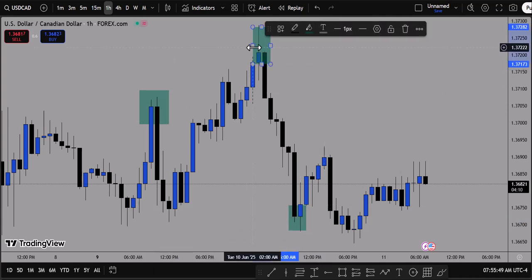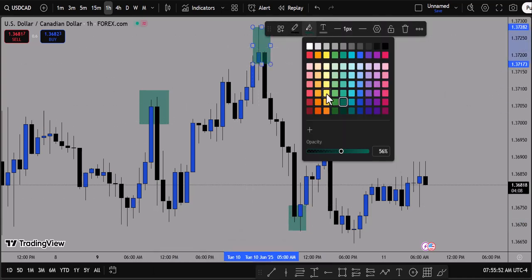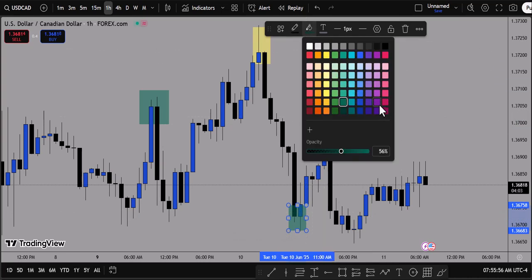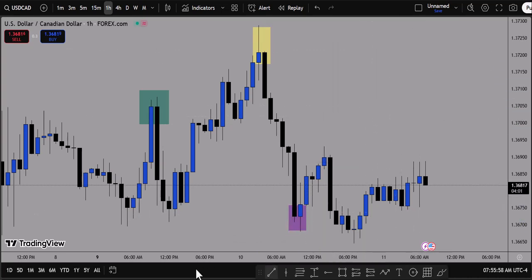So let me change the colors of this one. Let me change this one to yellow and this one to red so that you don't miss it when I transpose to the lower time frame. That's it. Now, what is ICT swing high and low? ICT swing high and low is basically when we have a three candle pattern.